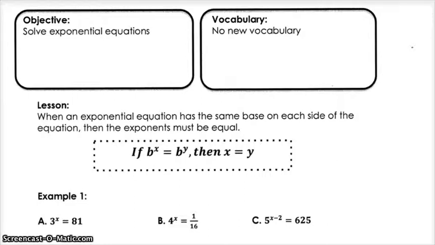When an exponential equation has the same base on each side, then the exponents must be equal. So today when we're solving equations, the goal will be to write both sides of equations so they have the same base. When the bases are the same, we can look at the exponents to then solve the equation. Let's go ahead and look at example number 1.